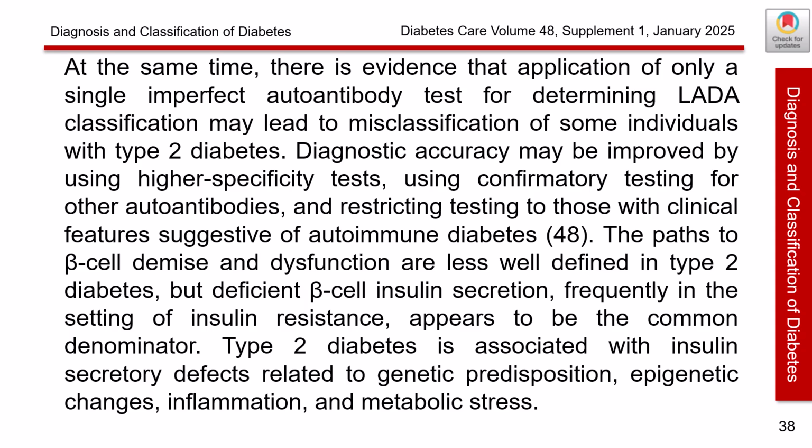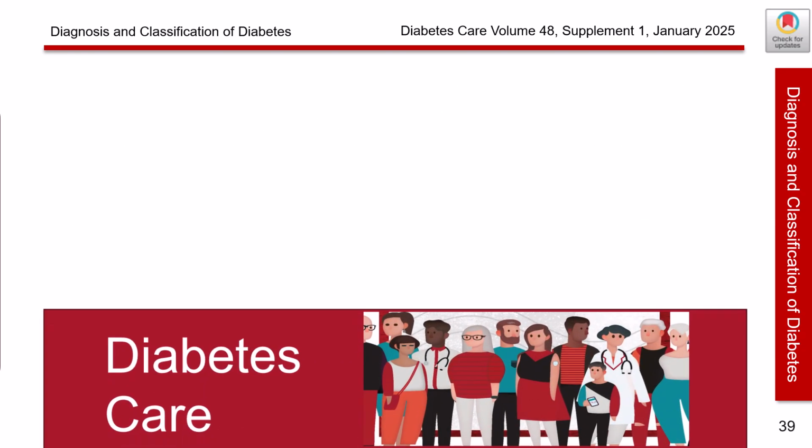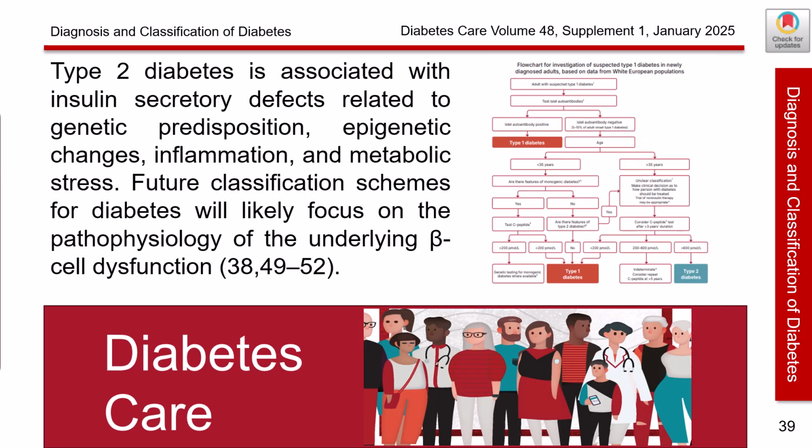The paths to beta cell demise and dysfunction are less well defined in type 2 diabetes, but deficient beta cell insulin secretion, frequently in the setting of insulin resistance, appears to be the common denominator. Type 2 diabetes is associated with insulin secretory defects related to genetic predisposition, epigenetic changes, inflammation, and metabolic stress. Future classification schemes for diabetes will likely focus on the pathophysiology of the underlying beta cell dysfunction.